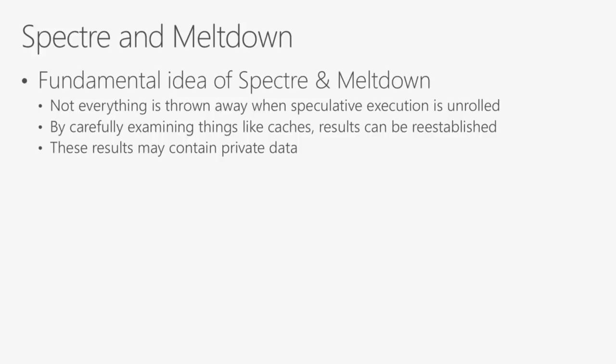All right, so the fundamental problem with speculative execution, which led to the Spectre and Meltdown vulnerabilities, is that not everything is thrown away when incorrect speculative execution is unrolled. In particular, changes to the cache state are not always unrolled. And that can contain private data, which an attacker might be able to later observe.